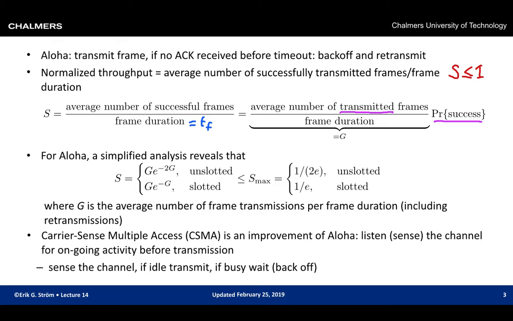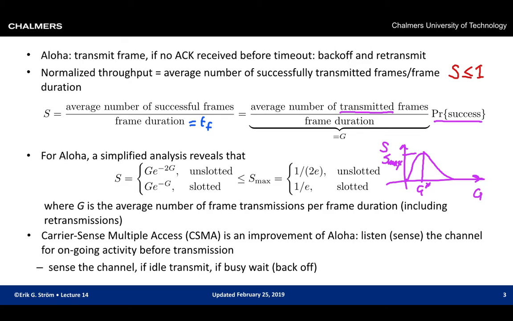So basically we have something that looks like this: if we plot S as a function of G, it is some type of curve like this, and then it's maximized for some particular G, let's call it G star, and then we get S max for that G. So we know that the S here is 1 over 2e or 1 over e, depending on if it's unslotted or slotted.